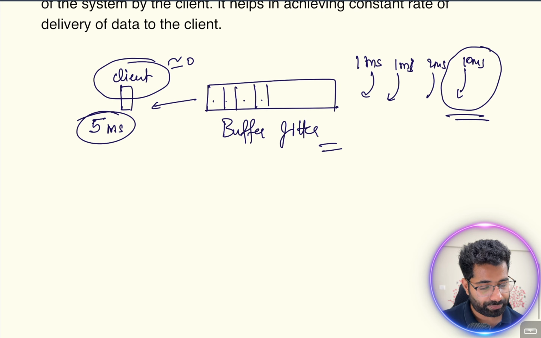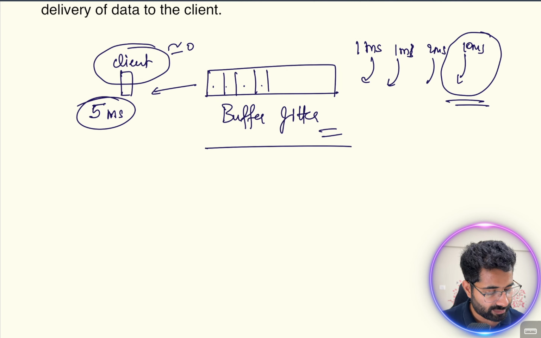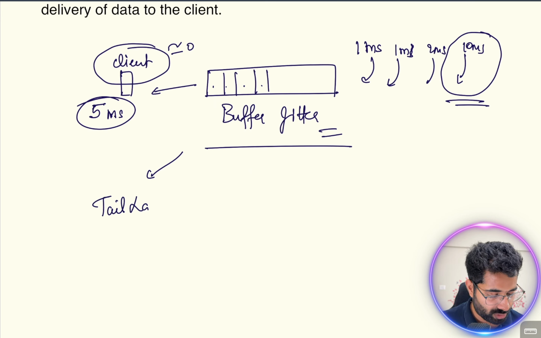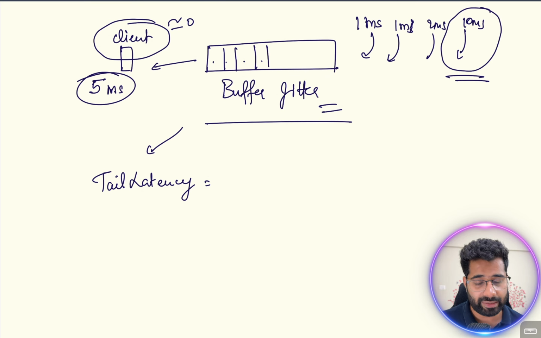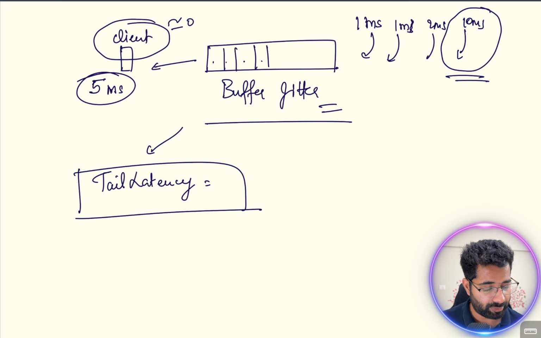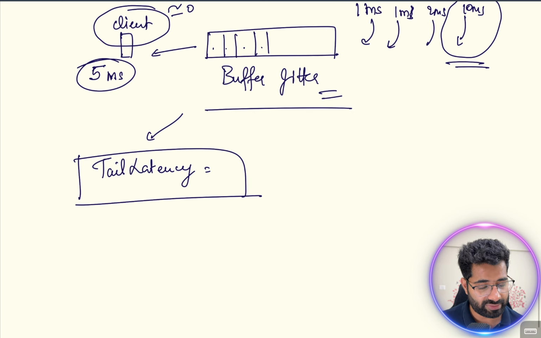Now the buffer size of the system is basically determined by the tail latency. We have talked about tail latency, right? Tail latency is determined by the outlier latencies of the system. Since we are talking about outlier latencies, if we cover the latencies that are taking the most amount of time in the jitter buffer, we should always be good with the other requests. So that's why we always consider tail latencies while calculating the buffer size of the jitter buffer.